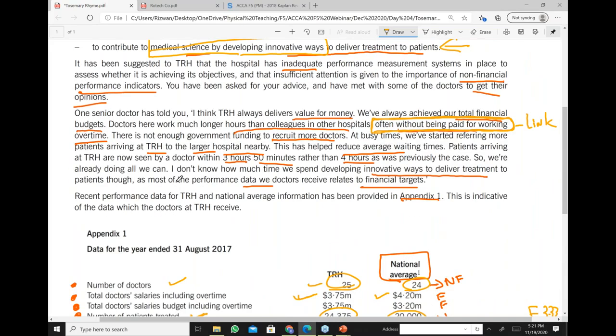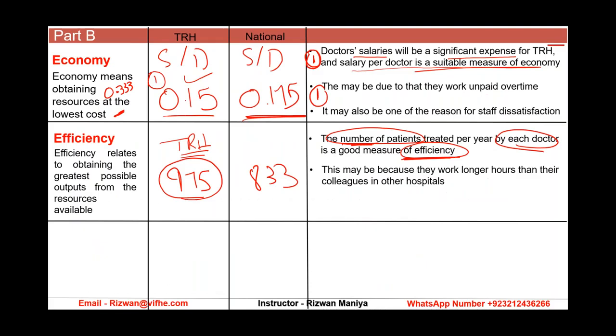Why are doctors treating more? Because doctors here work much longer hours than the colleagues in other hospitals. Awesome. Clap. Doctors here work much longer hours than the colleagues in other hospitals, meaning our doctors are working more hours. Done. That's it. Clear? So it's a very simple one that we can mention here because they work longer hours than colleagues in the other hospital. So we are done with this one.